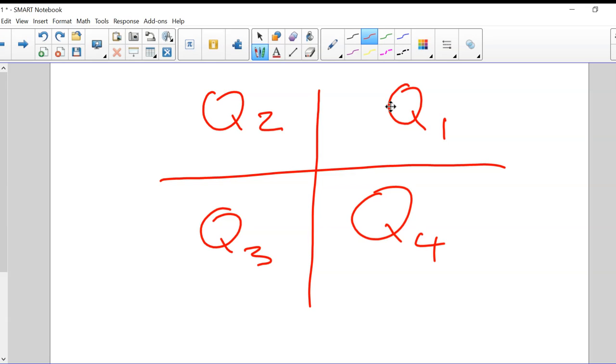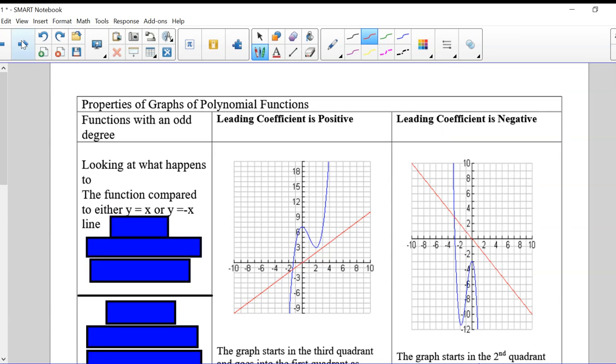But right now we're just talking about numbering the quadrants from 1 to 4, starting with the one where you have positive x and positive y, going counterclockwise until you get to quadrant 4, which is down here. All right, so that is what we're talking about. Let's get to these graphs.